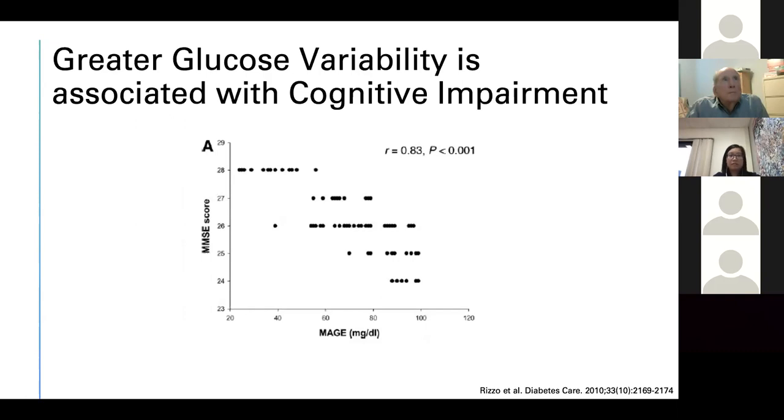Another important risk factor for developing cognitive impairment is having greater glucose variability. In this study looking at patients with type 2 who had continuous glucose monitors on them, what they found is that those individuals who had large glucose excursions tended to score worse on cognitive testing, as demonstrated in the Mini-Mental State Exam, whereas those who had fewer glycemic excursions scored better.